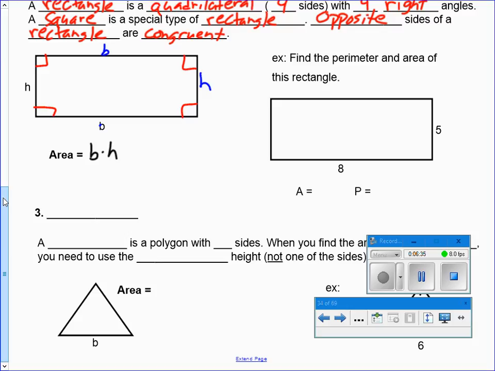So again, now we're going to do an example of this. Find the perimeter and area of the rectangle. Again, if it's a rectangle, we know all of these are right angles, and we know the opposite sides are congruent. So this has to be a 5, this has to be an 8. To find the area, I'm just multiplying base times height. So that's 8 times 5, so our area is 40. To find the perimeter, just adding up all the sides. So 8 and 5, and 8 and 5. All together makes 26.